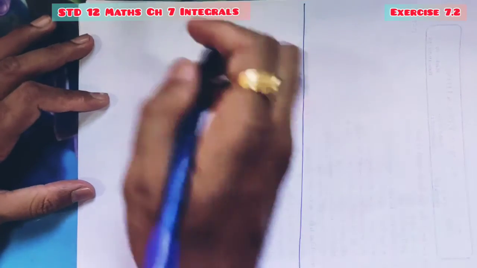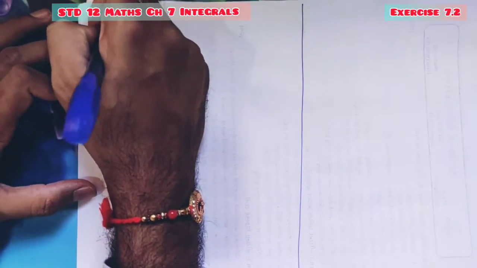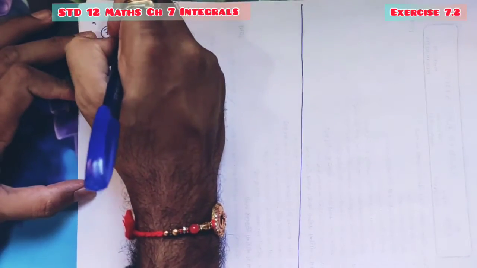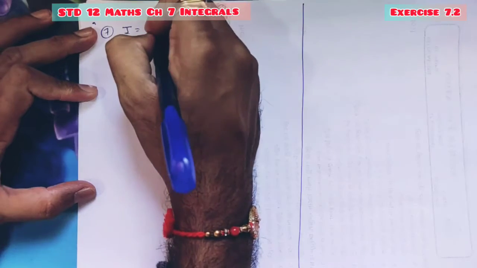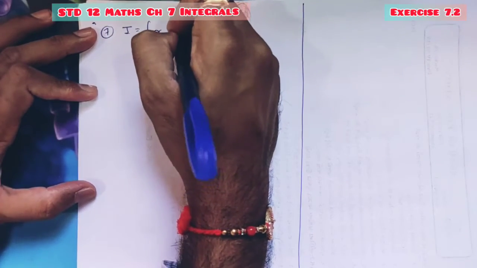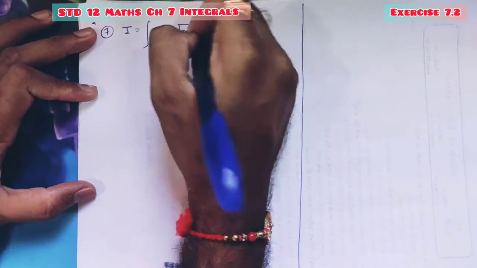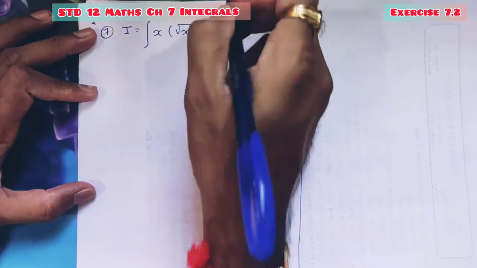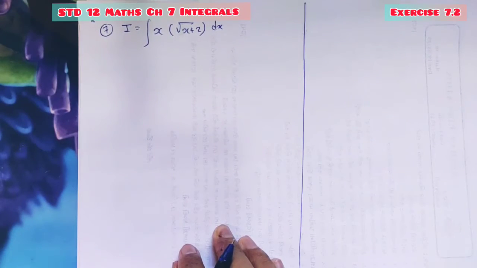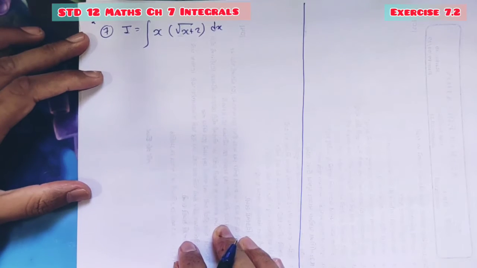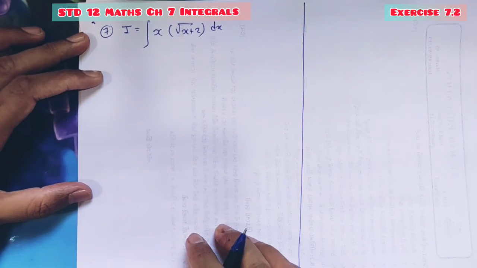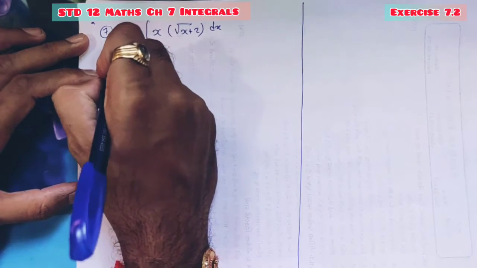Question number 7. Here we are given I equal to the integration of x square root of x plus 2 dx. Now we have to modify it. We are writing this function in terms of x plus 2. So what do you have to do?